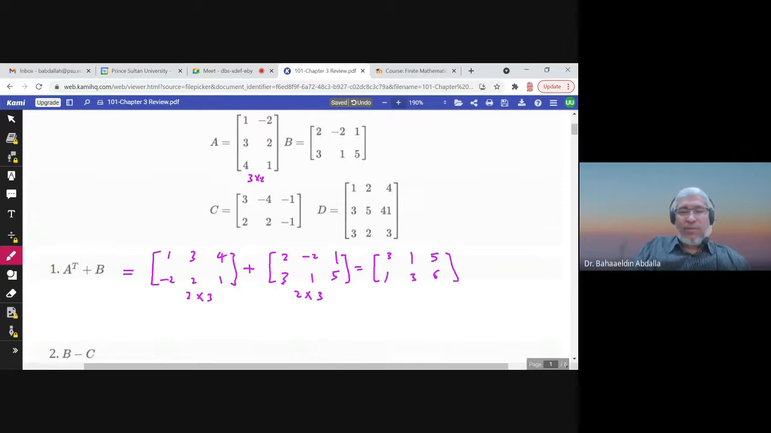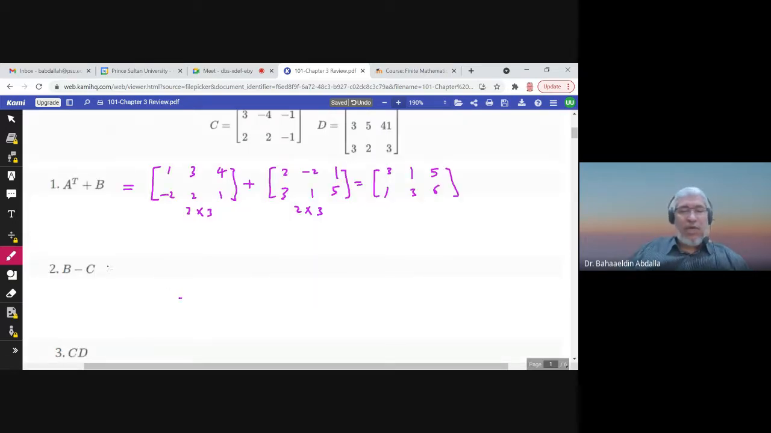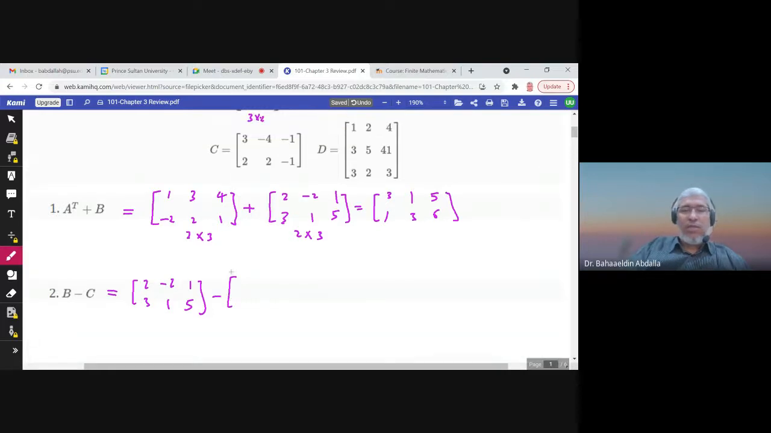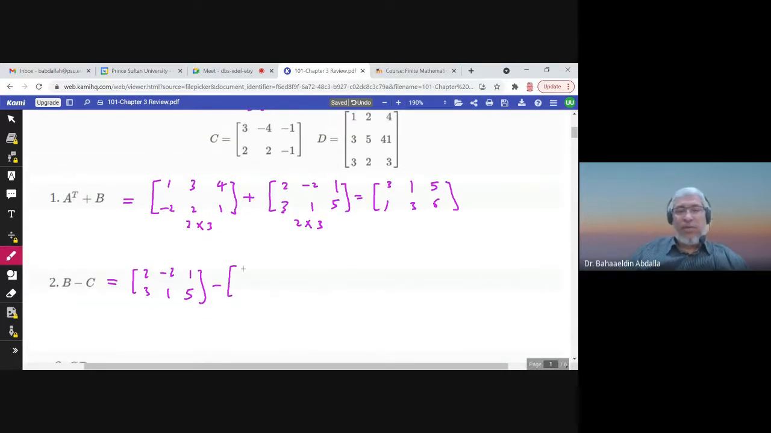B minus C. Well, I have B. This is the matrix B minus the matrix C. The matrix C is also 2 by 3, so I'll be able to find their difference. Two matrices should be of the same order to find their addition and subtraction. So we simply find the difference between each two corresponding positions or elements.